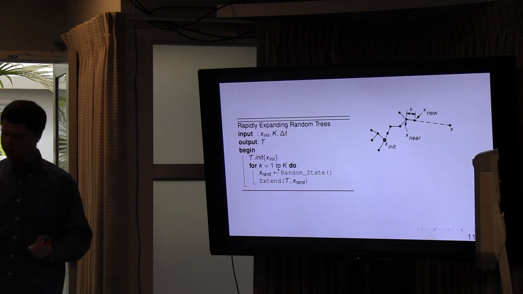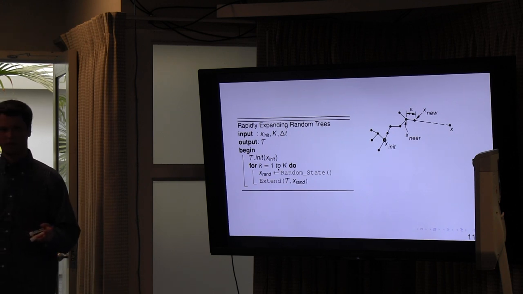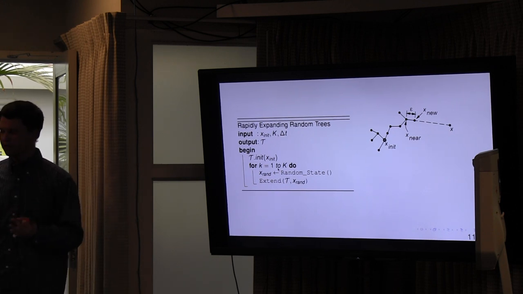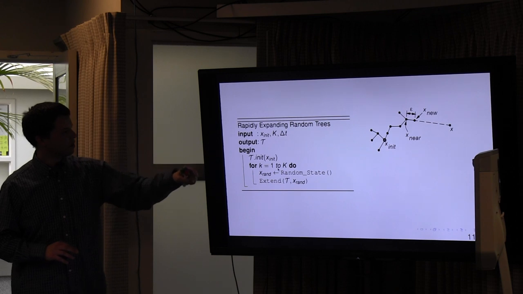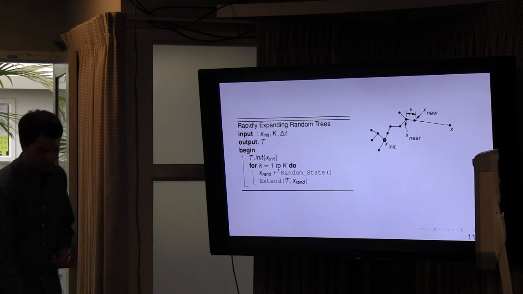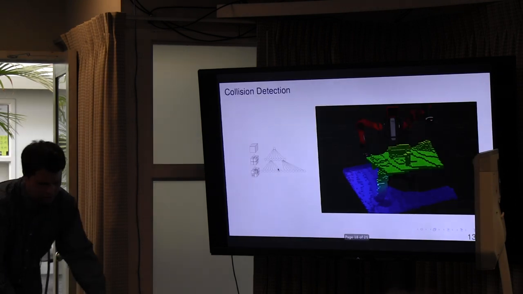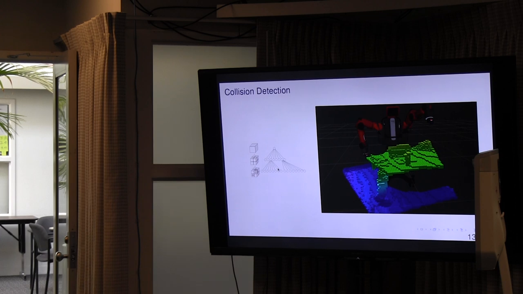And so the great thing about doing this in joint space, and why we can use trees in joint space, is that you're only having to compute collisions as you go along. So you don't have to do inverse kinematics. It saves you a lot. Okay, so, all right. Just a note about collision detection.